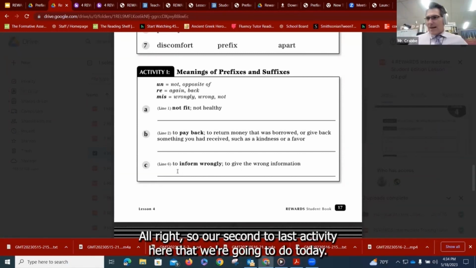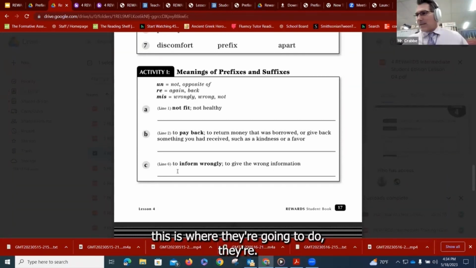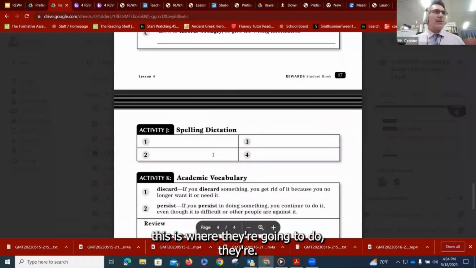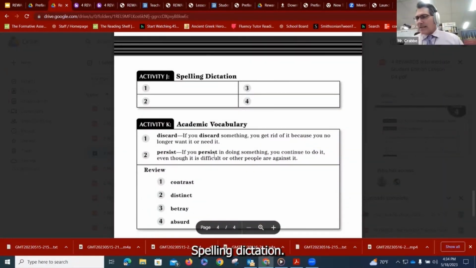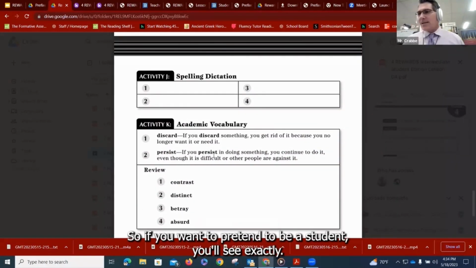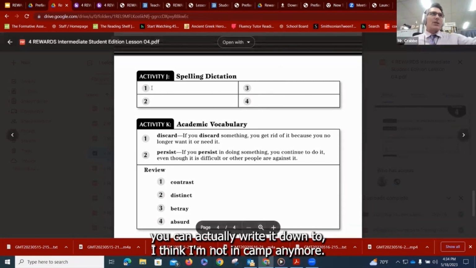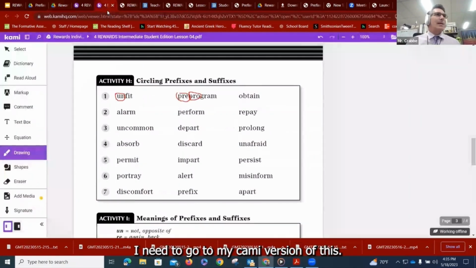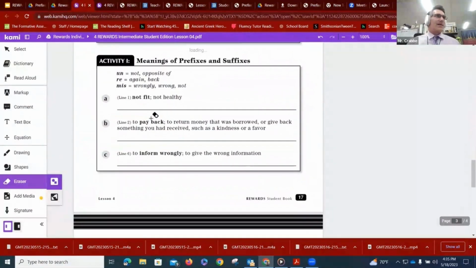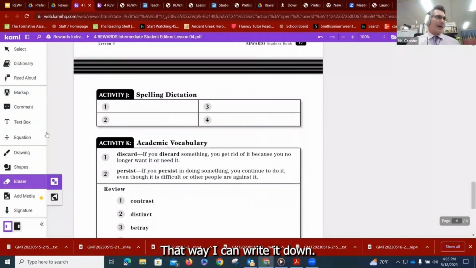Let's see here. All right. So our second to last activity that we're going to do today is where they're going to do their spelling dictation. So if you want to pretend to be a student, you'll see exactly how they do that. You can actually write it down too. I think I'm not in Kami anymore. I need to go to my Kami version of this, so that I can write it down.